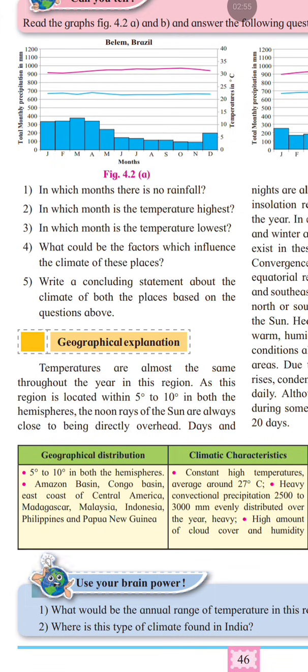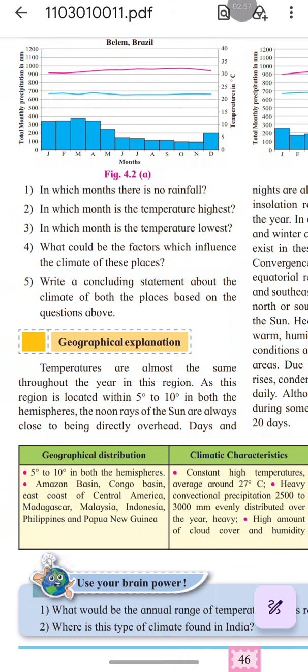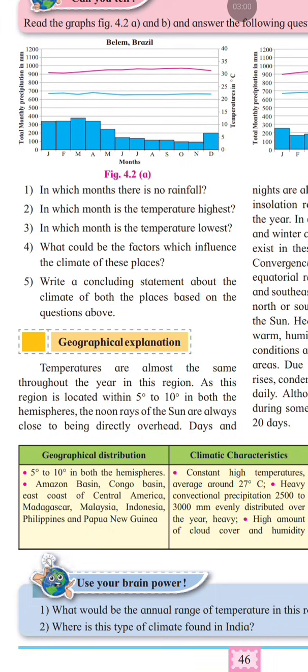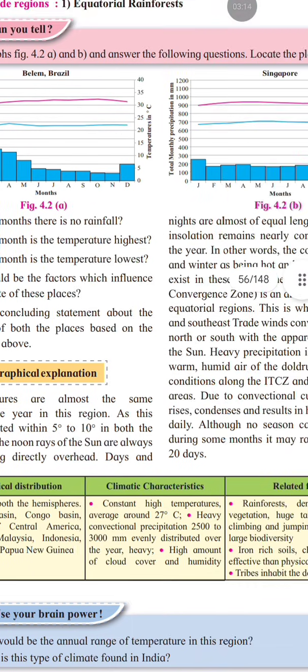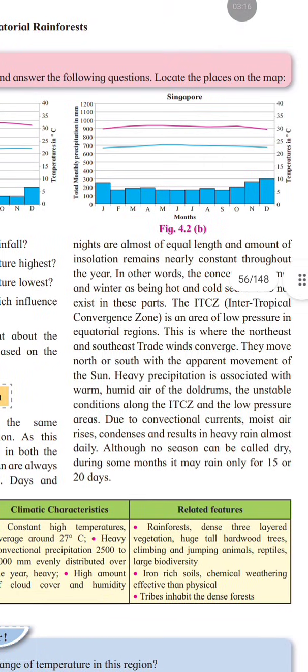The third question is, in which month is the temperature lowest? So again, observe both the graphs carefully. You can see the temperature is lowest in the months of January and February in Belém, and in the months of December and January in Singapore. So the lowest temperature is in January and February in Belém, and in December and January in Singapore.